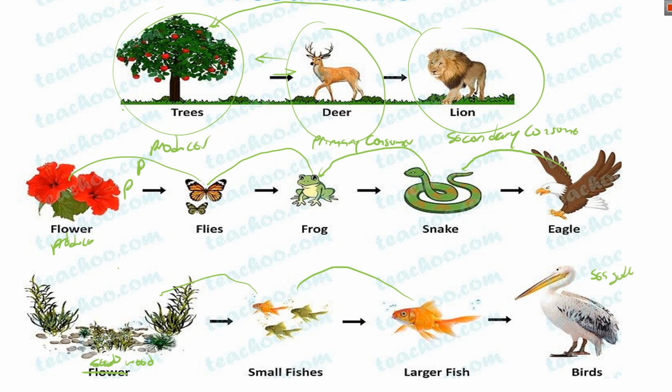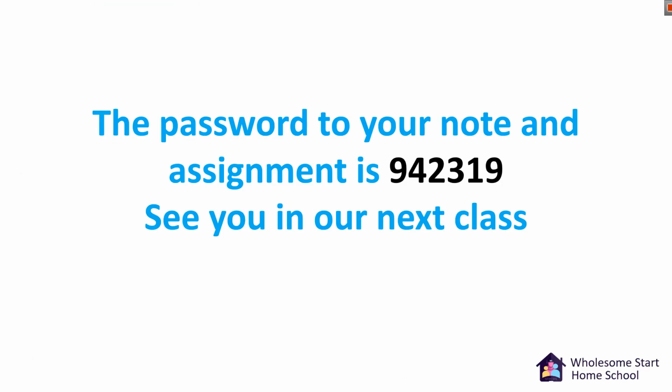Now, this is what? The producer. Then the smaller fish are the primary consumers, because they are eating plants. Then the larger fish that eat them are called secondary consumers, while the seagull is the tertiary consumer.